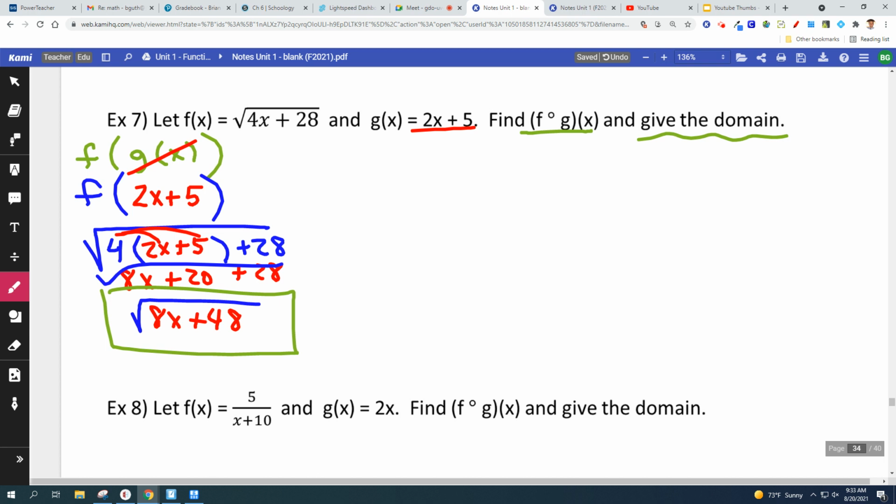Okay, so for domain, a lot of times it's all real numbers, but you have to think about these potential problems. I don't have a fraction. I don't have a variable on the bottom of a fraction, so I don't have to worry about that. But I do have a square root of a variable, so I do have to worry about getting a square root of a negative number. All right, so how we take care of that is we would just say this 8x plus 48 can't be negative. So if it can't be negative, we say greater than or equal 0.